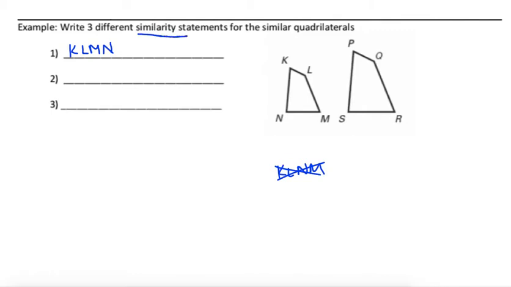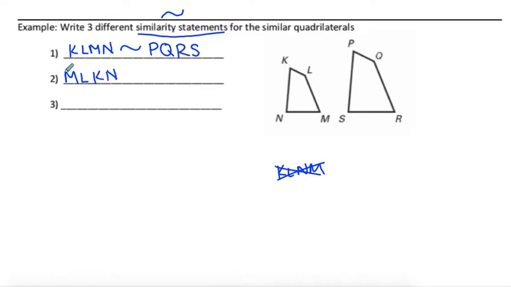Because this is a similarity statement, I'm going to use that similar symbol. KLMN is similar to, K is in the same position as P, L is in the same position as Q, M is in the same position as R, which means S must be in the same position as N. Based on these two, this would be just one of the similarity statements. Maybe I would have started with M on the other one and gone MLKN.